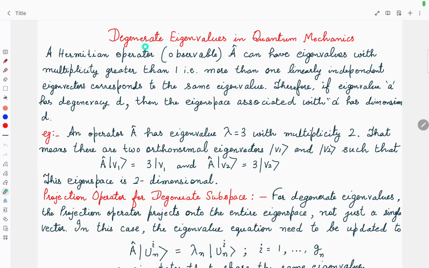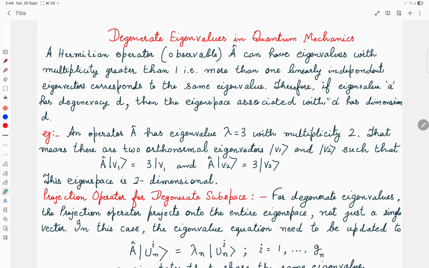Hello everybody. Let us look into degenerate eigenvalues in quantum mechanics. A Hermitian operator, which will also be called an observable. Why? Because we are considering those operators which can be measured. So an operator which can be measured is termed an observable. A Hermitian operator A can have eigenvalues with multiplicity greater than 1. That is, more than one linearly independent eigenvector corresponds to the same eigenvalue.